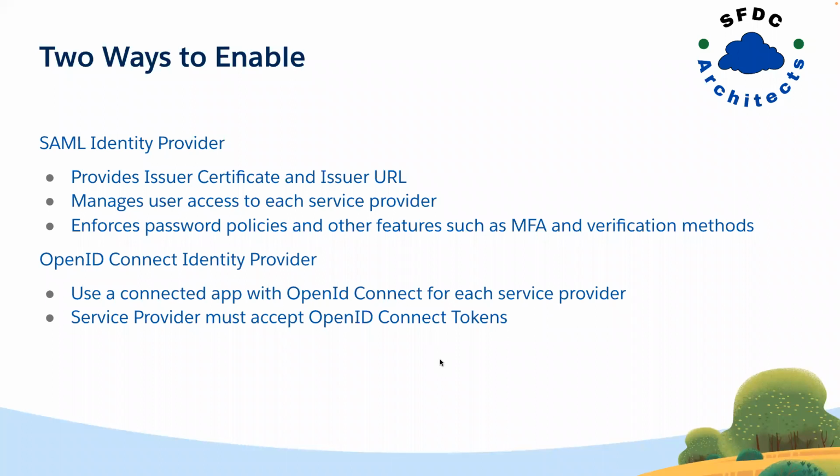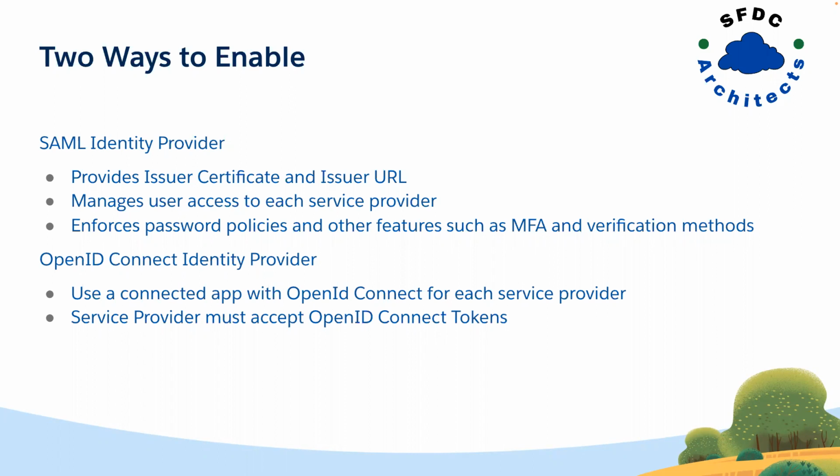There are two ways to enable it. You can either enable Salesforce as a SAML identity provider. In that scenario, you're going to be using the My Domain name from that org as your issuer URL, and you're going to get the certificate from that org as well. You're able to manage what users have access to what service providers by creating multiple connected apps. So if you have multiple applications, whether in the company or other external apps, you can connect to them that way. It's going to enforce the policies from that IDP org, and it will also let you enable MFA and all the other features.